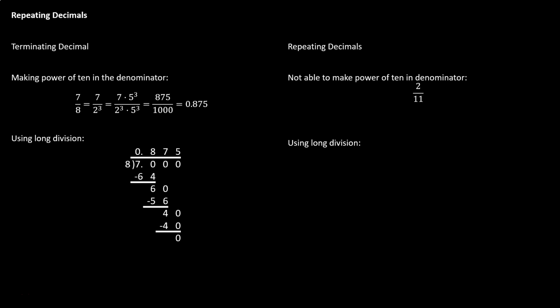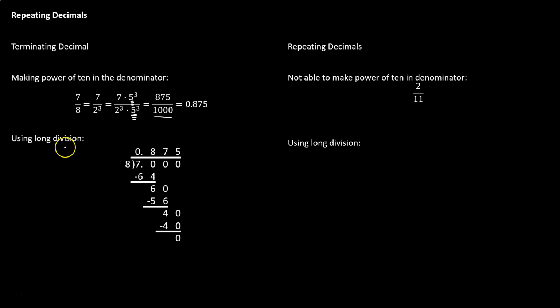We know that terminating decimals can be translated between fraction and decimal form in a couple of different ways. One of them is making a power of 10 in the denominator. So if we're starting with a fraction like 7/8, we know that 8 is the same thing as 2 to the third power, which means to make a power of 10 in the denominator, I need to multiply by 5 cubed on top and bottom so that I can have 10 to the third power, or 1,000, for my denominator. And then from there, we can just use our place value knowledge to rewrite this as a decimal.